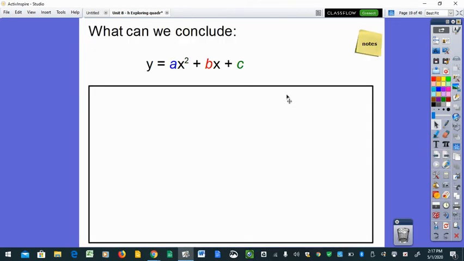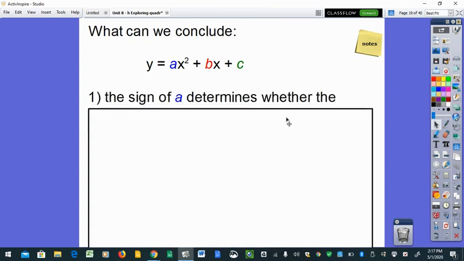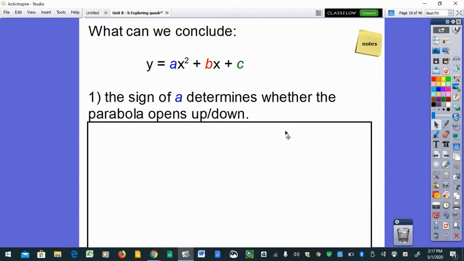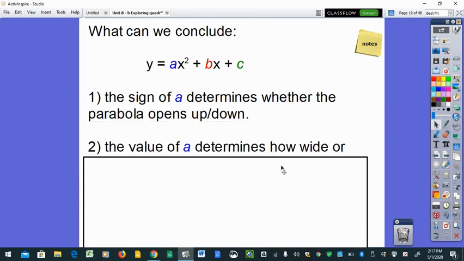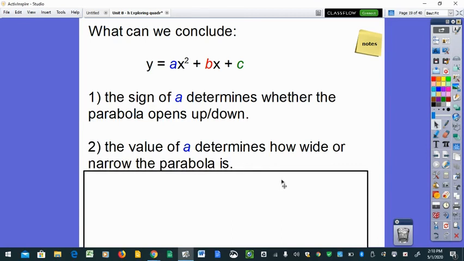So here's what we can conclude today before doing some practice graphing. The sign of the a determines what? Think about it a second. It's really two things. It's going to determine whether the parabola opens up or down, but it's also going to determine what? It's going to determine how wide or how narrow the parabola is.